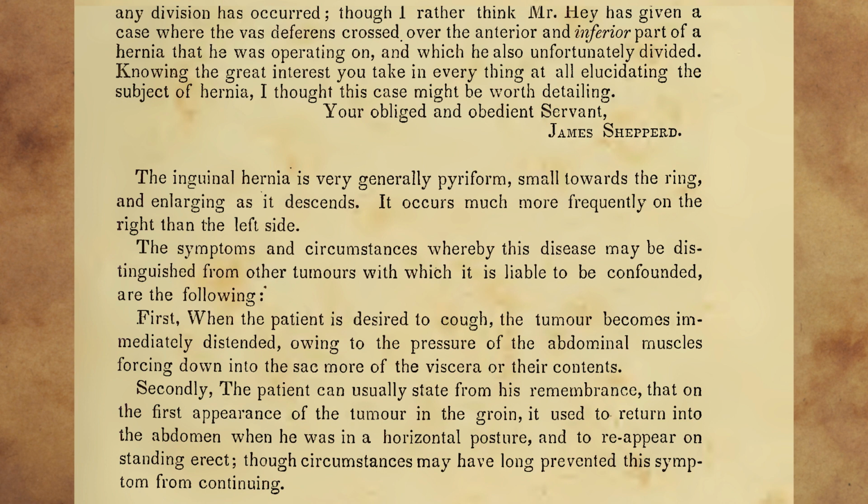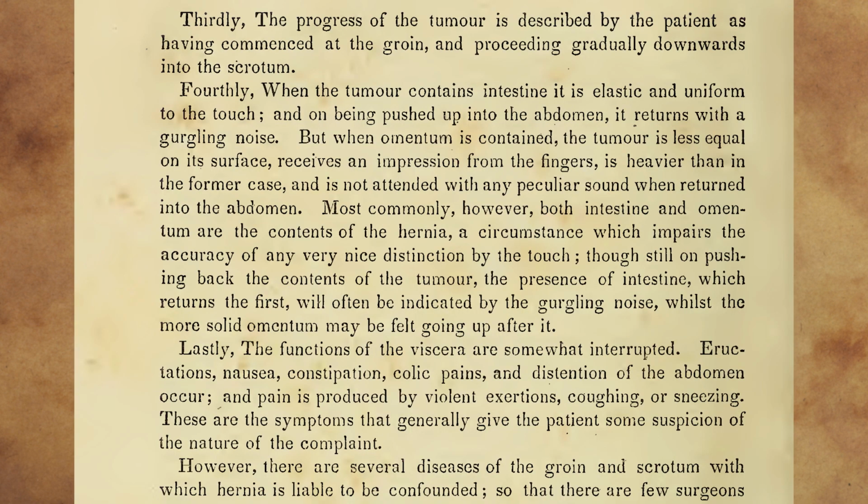Secondly, the patient can usually state from his remembrance that on the first appearance of the tumor in the groin, it used to return into the abdomen when he was in a horizontal posture, and to reappear on standing erect, though circumstances may have long prevented this symptom from continuing. Thirdly, the progress of the tumor is described by the patient as having commenced at the groin and proceeding gradually downwards into the scrotum. Fourthly, when the tumor contains intestine, it is elastic and uniform to the touch, and on being pushed up into the abdomen, it returns with a gurgling noise.